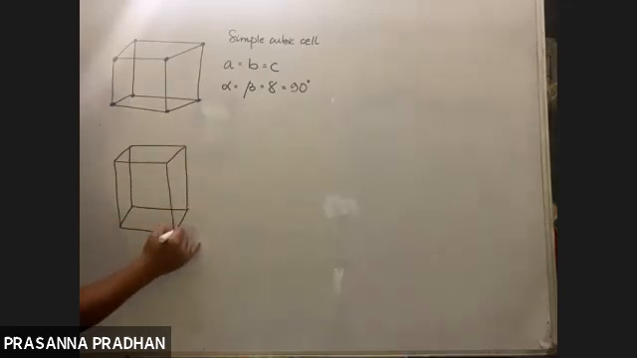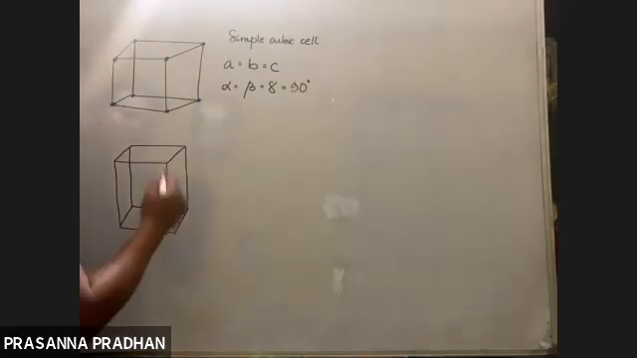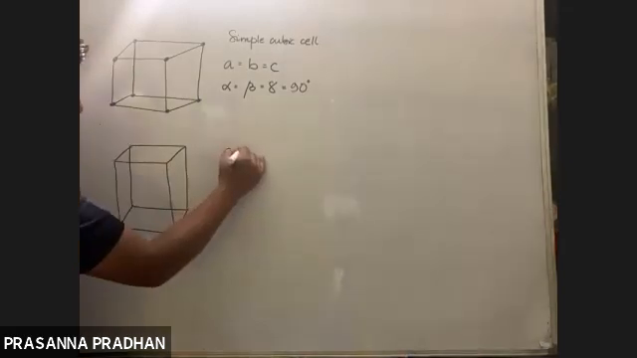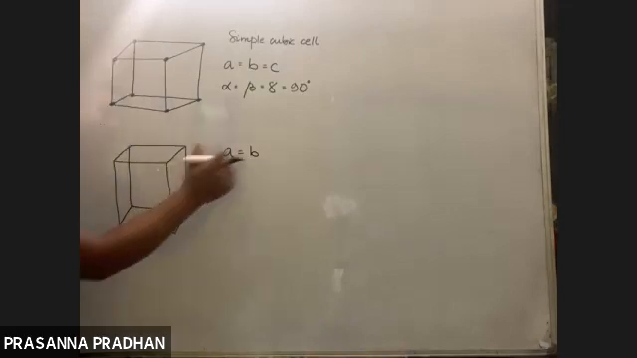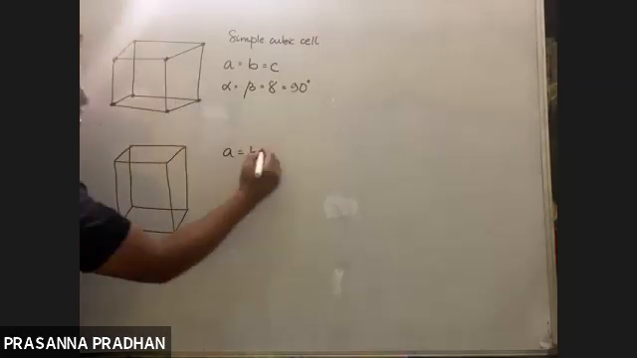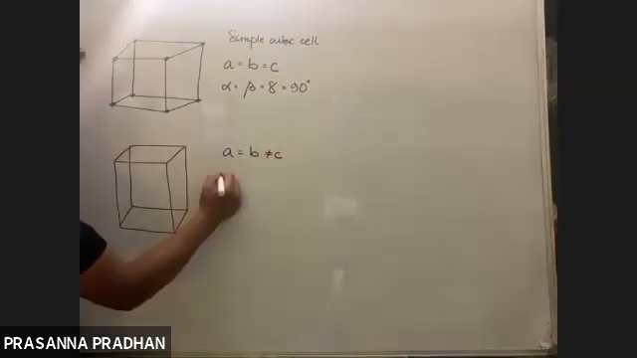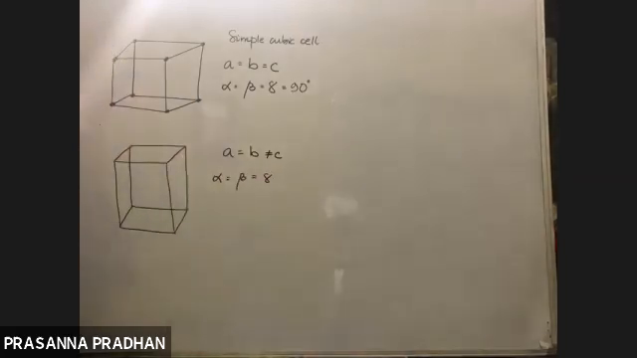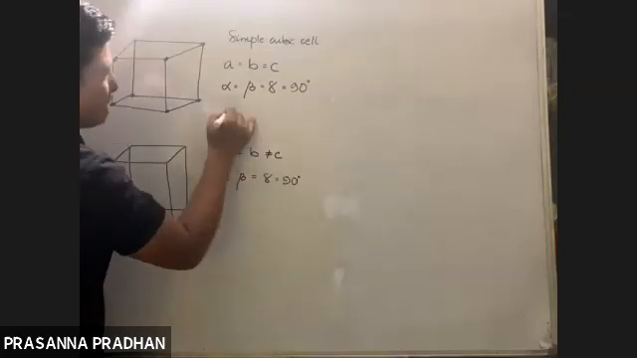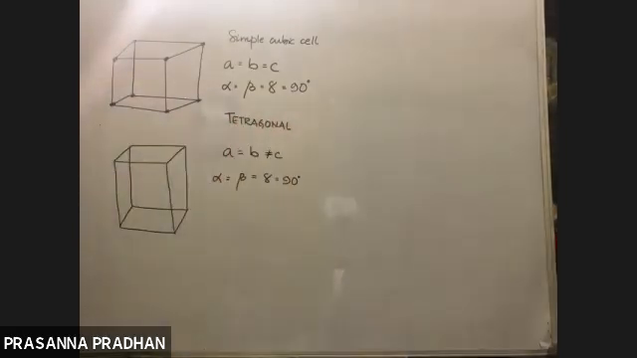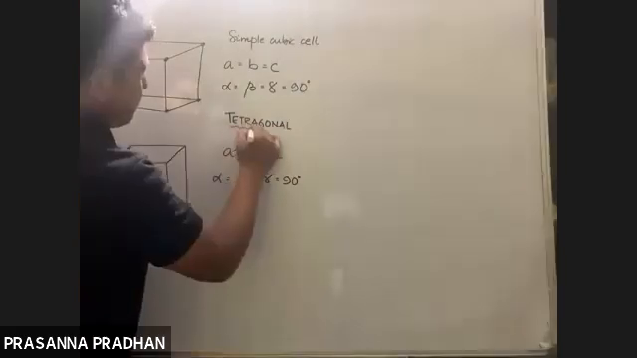Yes, sir. Now you tell me the relation. The base has not changed, so A is still equal to B. But one of the sides is elongated. So is it equal to C? Here everything was equal. No, it's not equal to C. But what about alpha, beta, and gamma? They are still equal to 90 degrees. So this is known as tetragonal. The second crystal system is tetragonal.